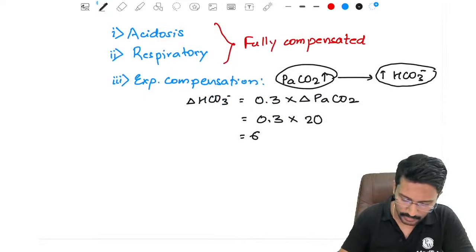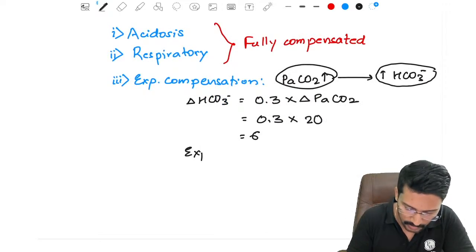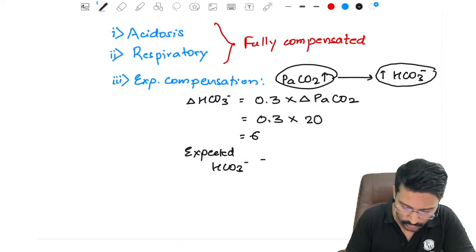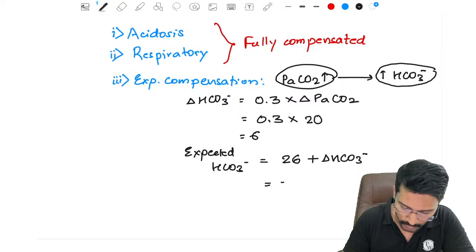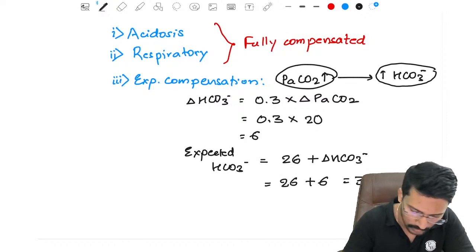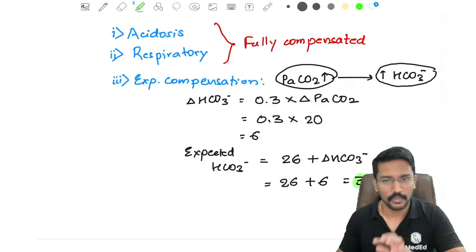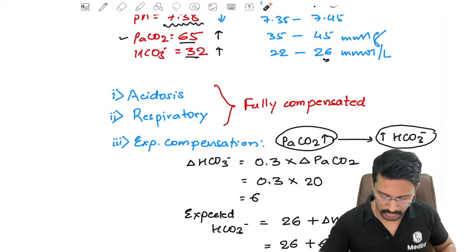So delta bicarb is this. Expected HCO3 minus would be 26, which is the upper limit of bicarb, plus delta HCO3 minus, that would be 26 plus 6 equal to 32. So the expected bicarbonate for this patient's 1 month old ABG is 32.